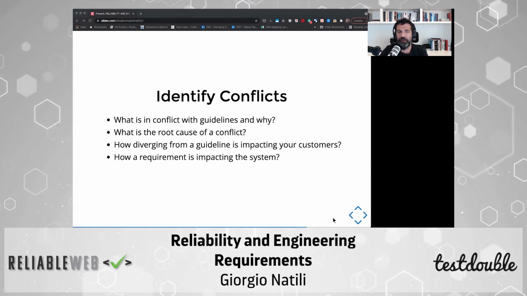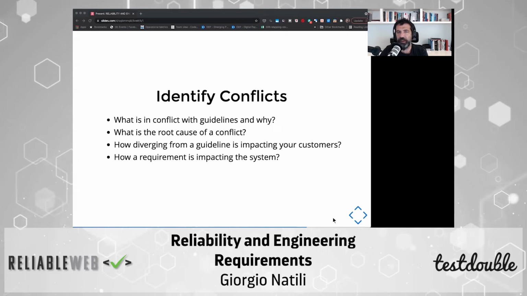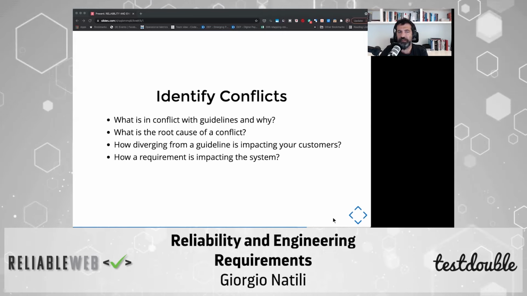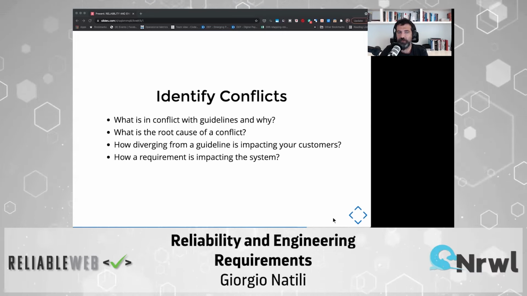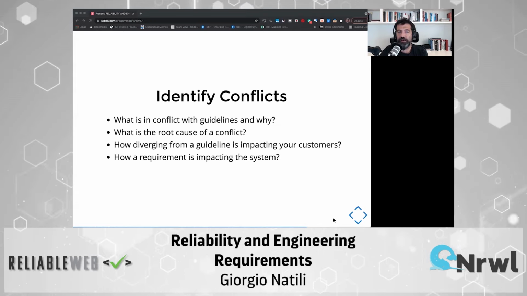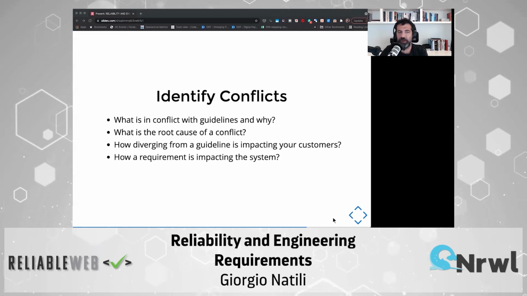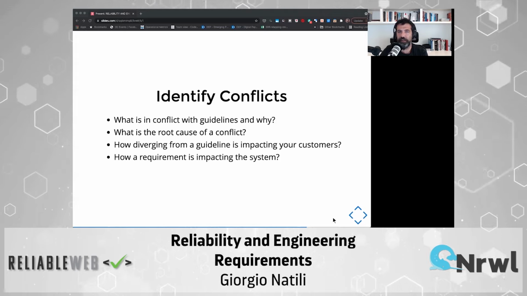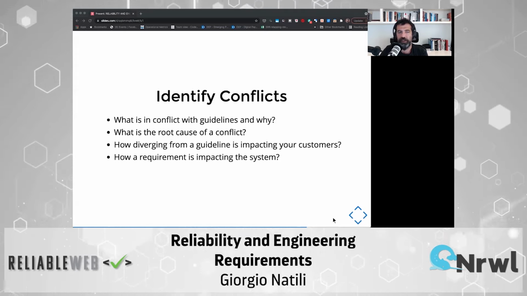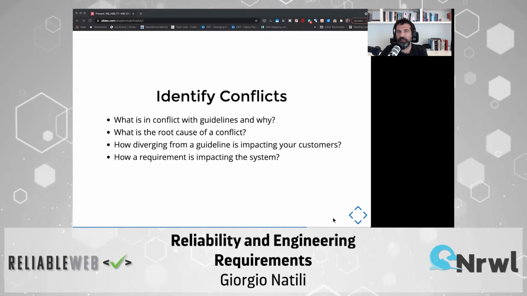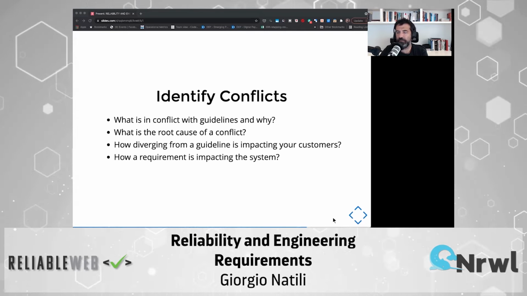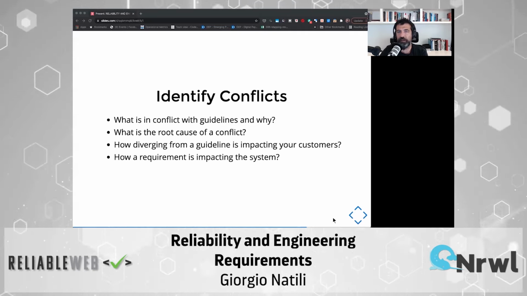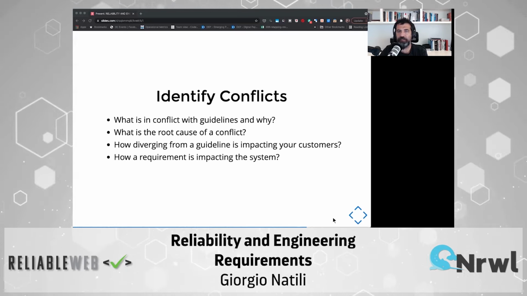You can identify conflicts simply by exploring your guidelines and understanding why and when something is in conflict with your guidelines. You can identify the root cause. And you can imagine and actually explore how a requirement is diverging from a guideline and it's impacting your customers. This is another typical case of conflicts, and how a requirement is impacting the system. Because if you have a requirement that asks you to have real-time data streaming, that's impacting the system.